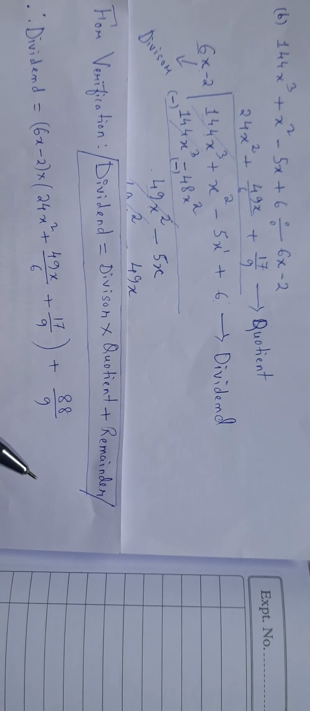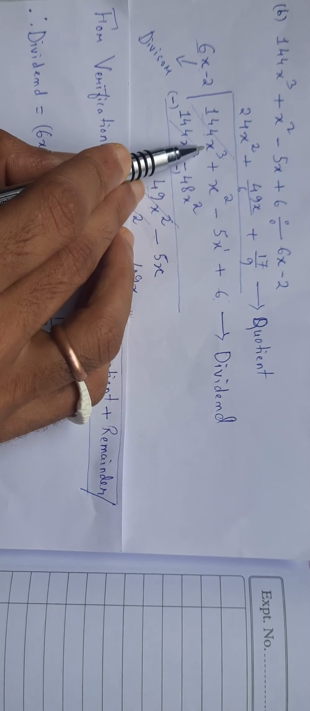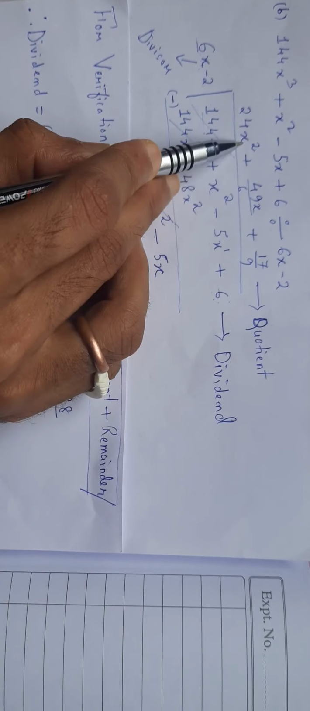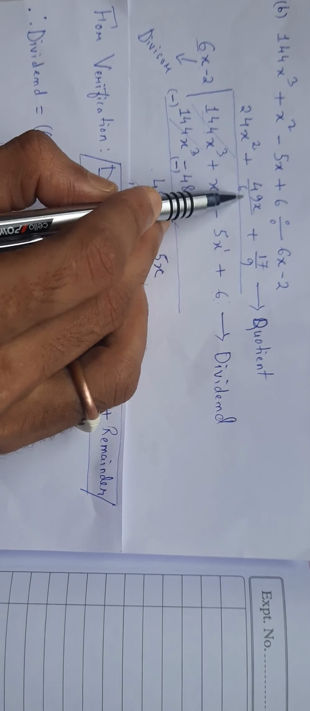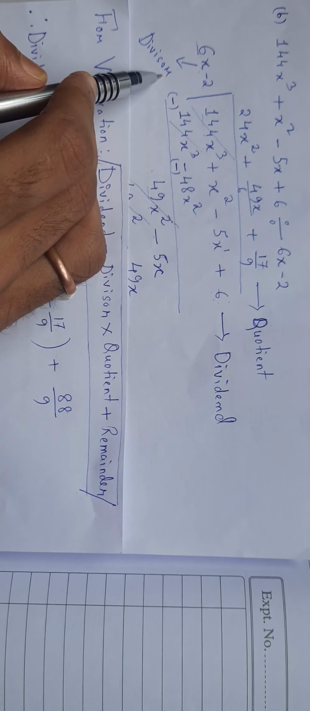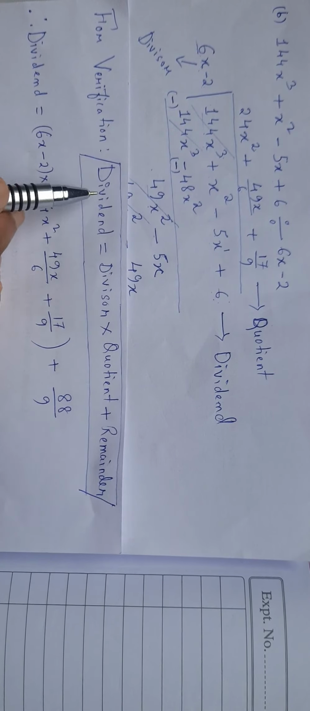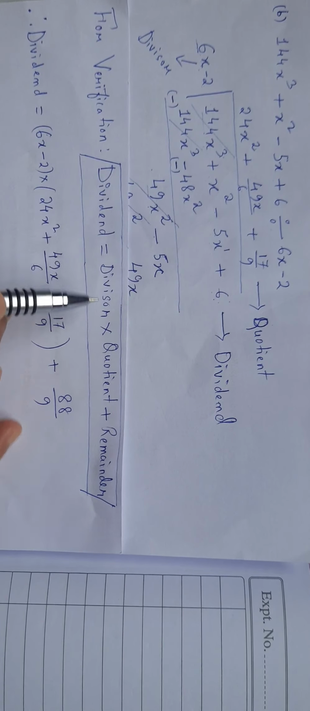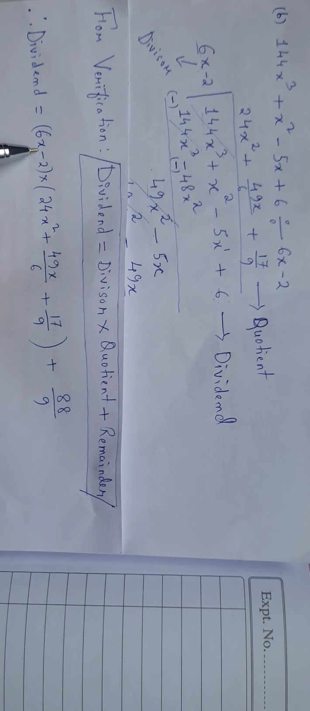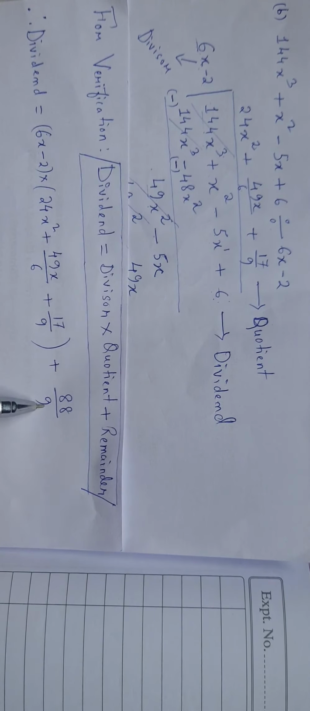Now let us see how to verify this division. Here we know 144x cubed plus x square minus 5x plus 6 is called the dividend. This is the quotient, which is 24x square plus 49x by 6 plus 17 by 9. The divisor is 6x minus 2 and the remainder is 88 by 9. So for verification, the formula all of you know now is dividend equals divisor into quotient plus remainder. So accordingly we'll place all the values here. Here the divisor is 6x minus 2, this is the quotient and this is the remainder.